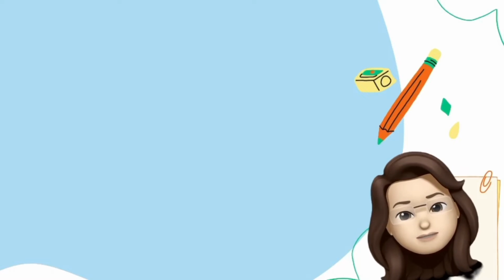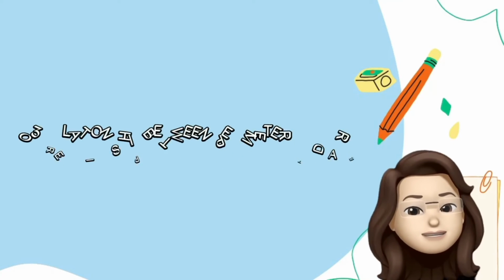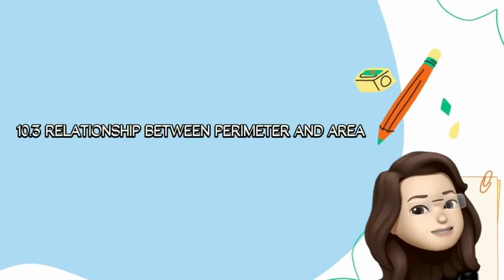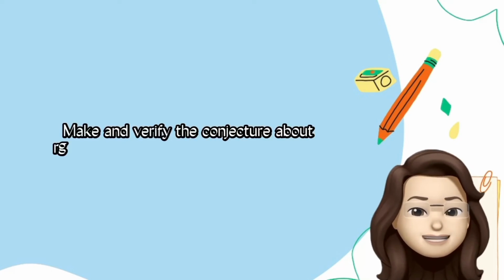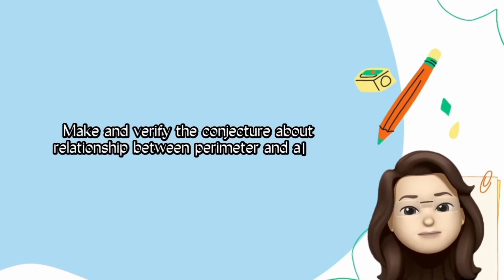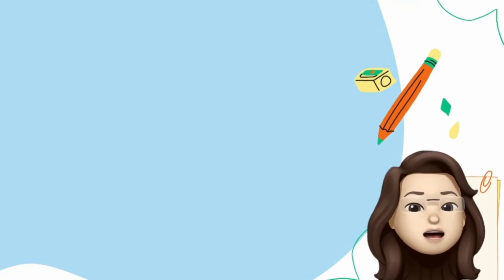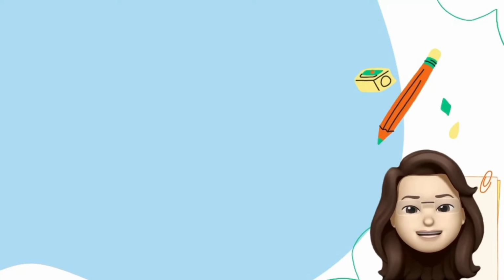Now, we will go through the third subtopic, which is the relationship between perimeter and area. In this subtopic, we will learn about making and verifying a conjecture about the relationship between perimeter and area. So let's not waste our time, let's begin.